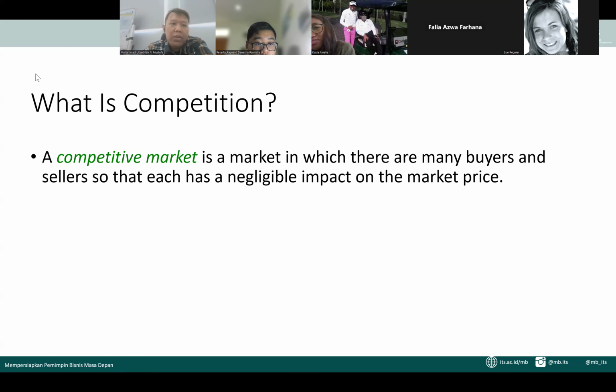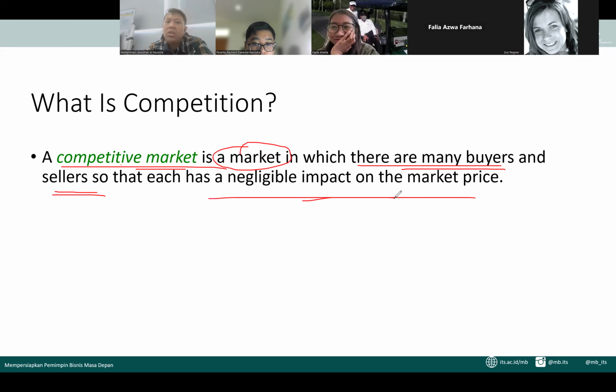So in economics, when we say a competitive market, it means that it is a market which has so many buyers and so many sellers, so that each has a negligible impact on the market price. Because we have so many buyers and so many sellers, they could not influence the market price. So one buyer and one seller will not influence the market price.